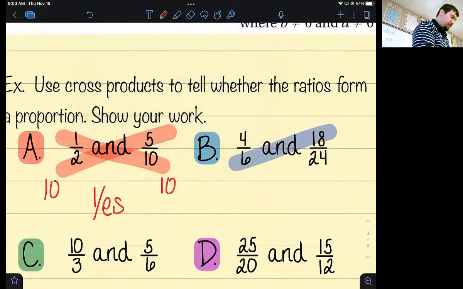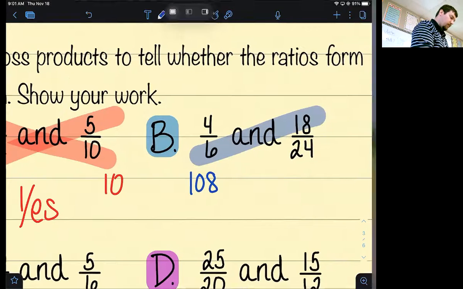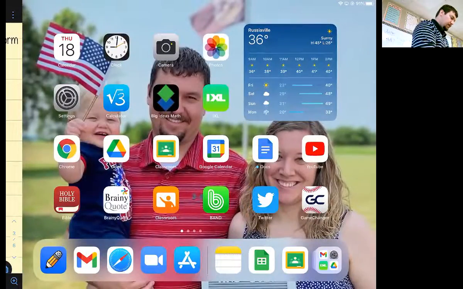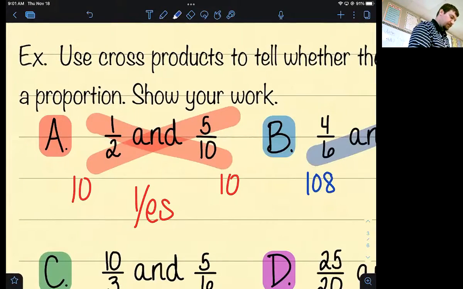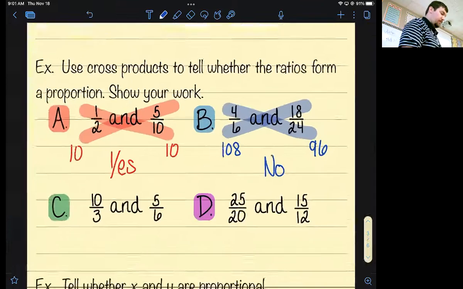Example B. 6 times 18. What is it? 108. 4 times 24. Sorry, this is so frustrating. 96. Is 96 equal to 108? No, they're not proportional. Move on.